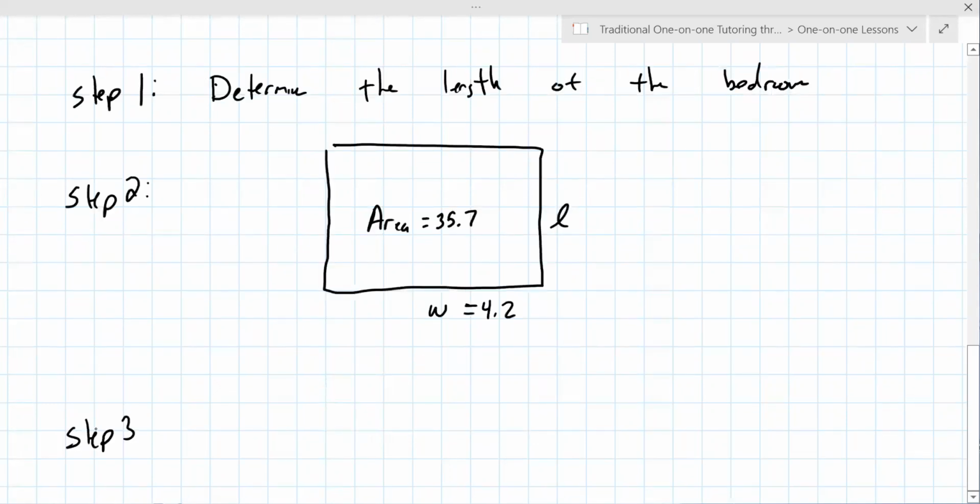Do you remember what step 3 is? It's to write the problem down and solve it. Then step 4 is check, and then step 5 is write the answer. So for step 3 here, what you want to remember is that area is length times width. But you know some of the numbers.